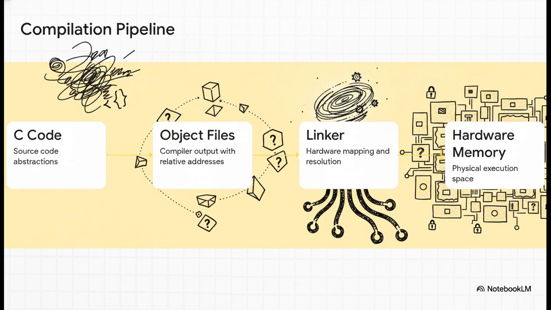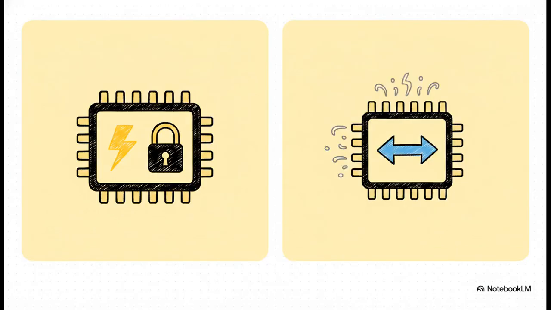It's not until step 3, the linker, that things get real. The linker's entire job is to take those abstract object files and firmly bolt them down to the physical hardware memory in step 4. And in a typical embedded system, that physical memory is usually split into two very distinct worlds. On one side, you've got your non-volatile flash memory. This holds on to your data even when you yank the power. It's your execution space where your raw code, the .text section, actually lives.